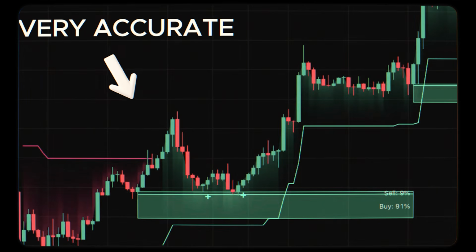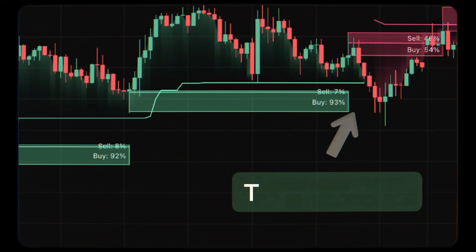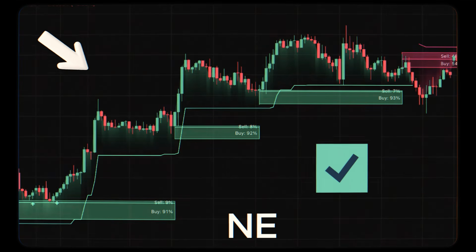This indicator is very accurate. It gave a buy signal here, stop loss here, and take profit here. This indicator will take your trading to the next level. Just make sure you watch this video until the end and let's get started.